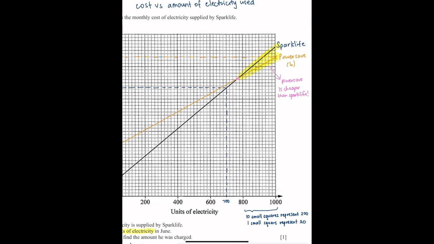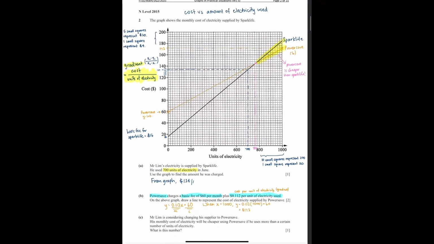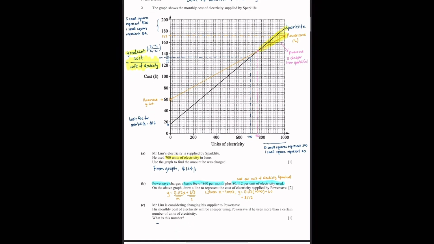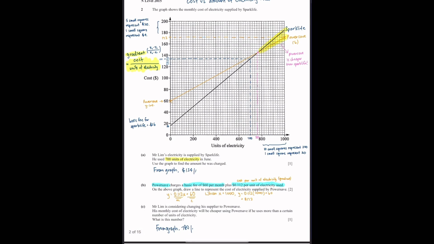So let's look at this intersection point and find the corresponding x value using dotted lines down. You'll notice it is 780 units of electricity. So for part C, the answer is just from graph, 780. So this is how you do the entire question 2.